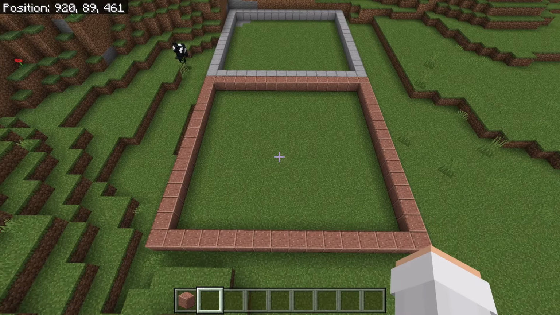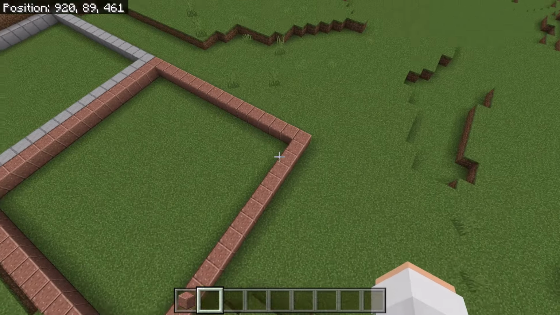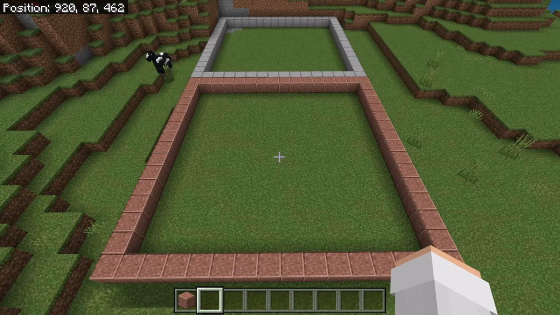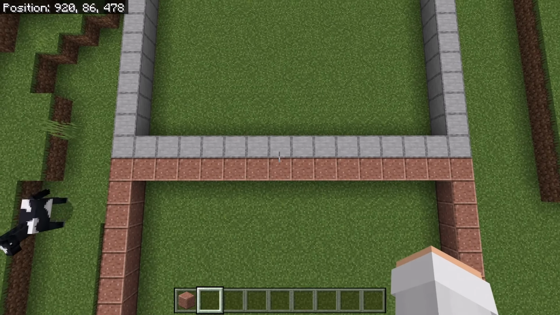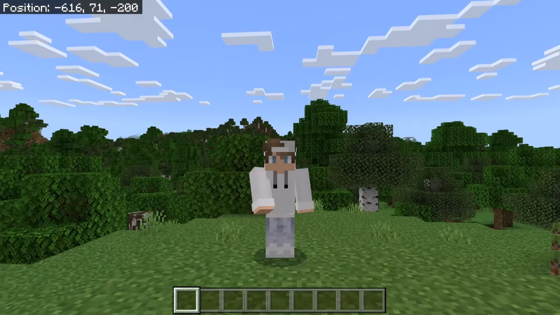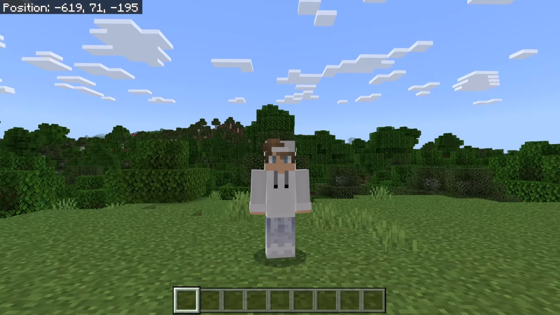After you have placed those blocks, there should be an outline that is 16 blocks wide and 16 blocks long. This area is another chunk. By the way, the chunk border between these two chunks is over here. This method of finding chunks also works using negative coordinates. I'm now going to demonstrate using this method with negative coordinates.